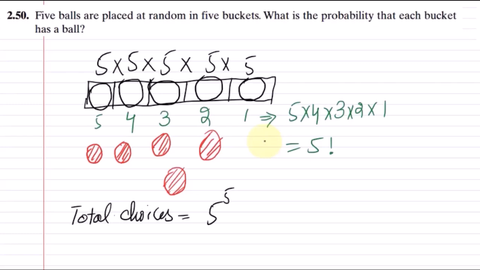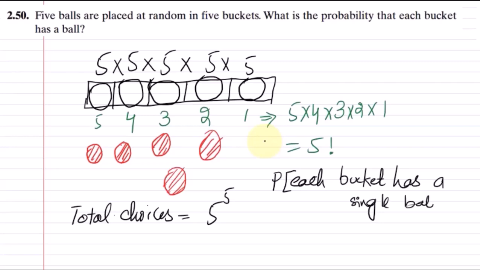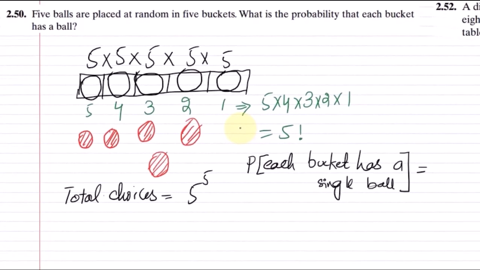So what is the probability that each bucket has a ball? That will be the probability that each bucket has a single ball. That is the permutations or the combinations when each and every bucket has one ball, divided by the total number of possibilities or choices here.